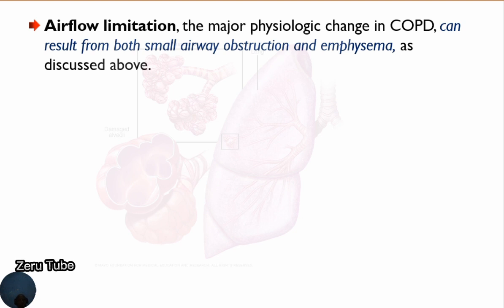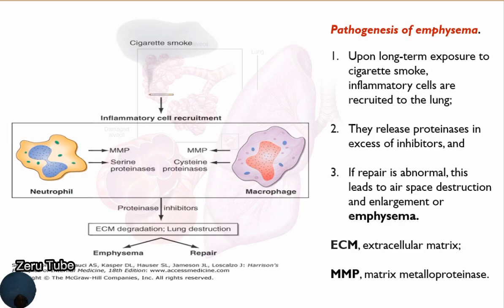The airflow limitation, the major physiological change in COPD, can result from both small airway obstruction and emphysema. This is how COPD occurs.